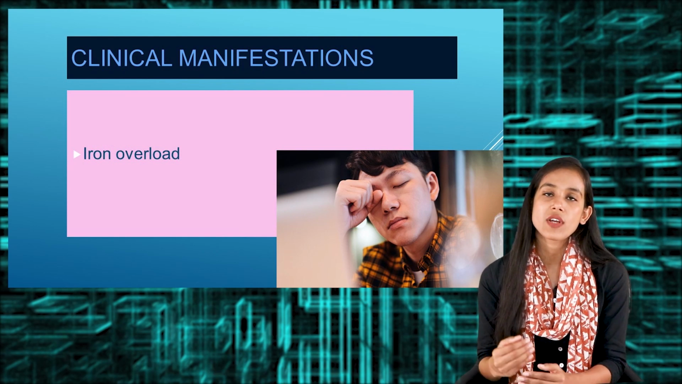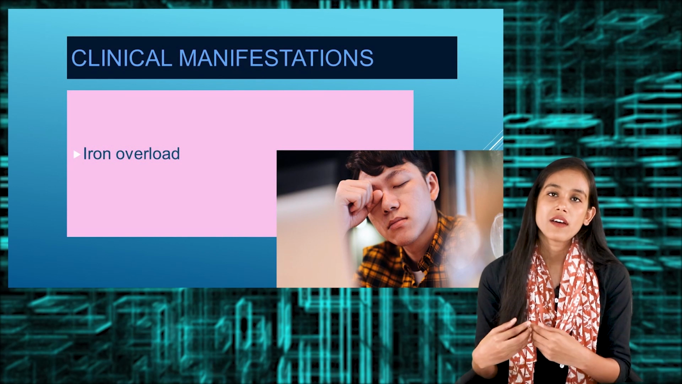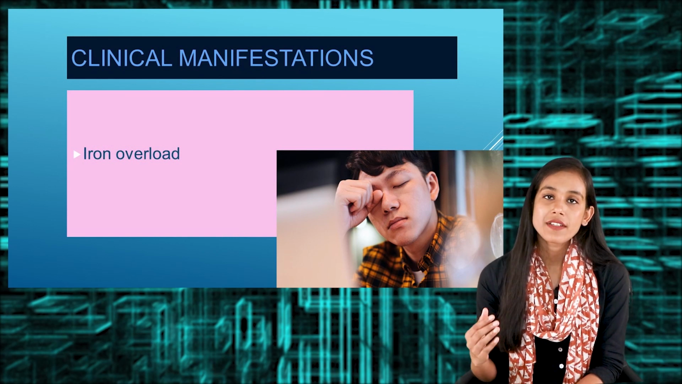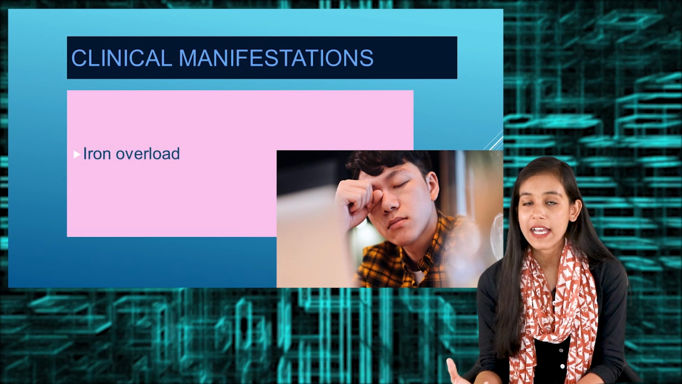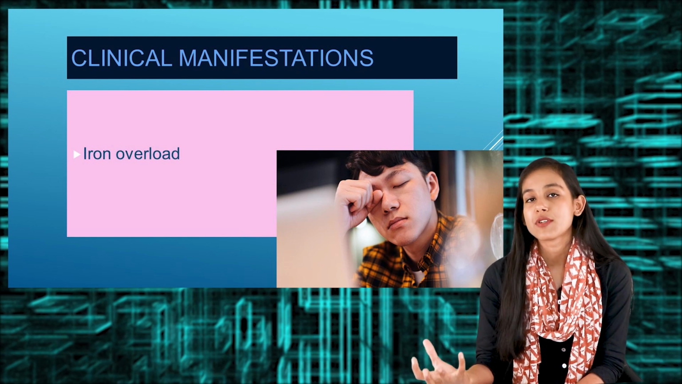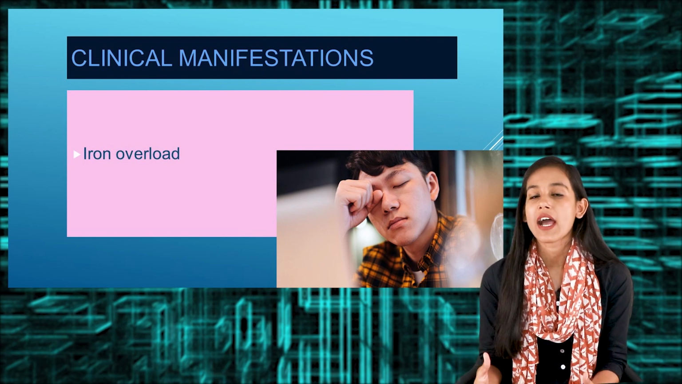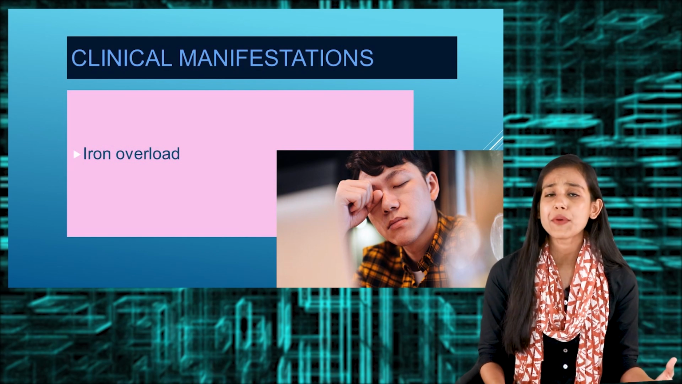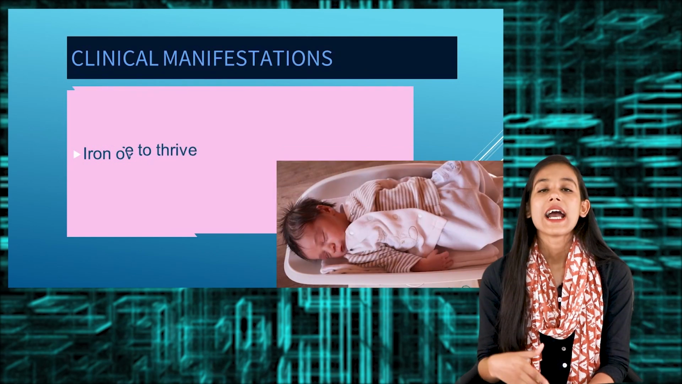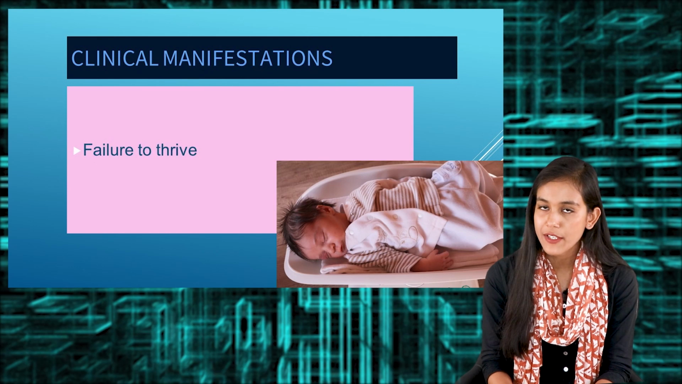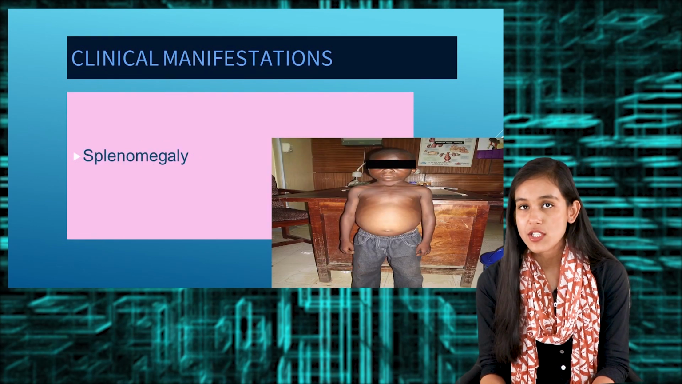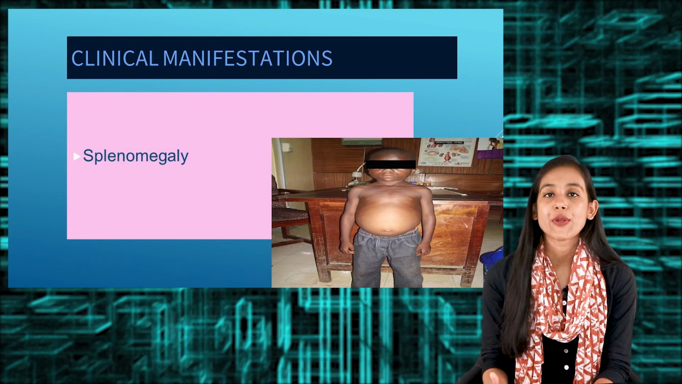So when we are transfusing blood, we are also providing iron, but the child might not need that. The body might already be producing enough iron. So in that case, there would be iron overload, and the child will have failure to thrive, or frequent infections, and also there will be splenomegaly.